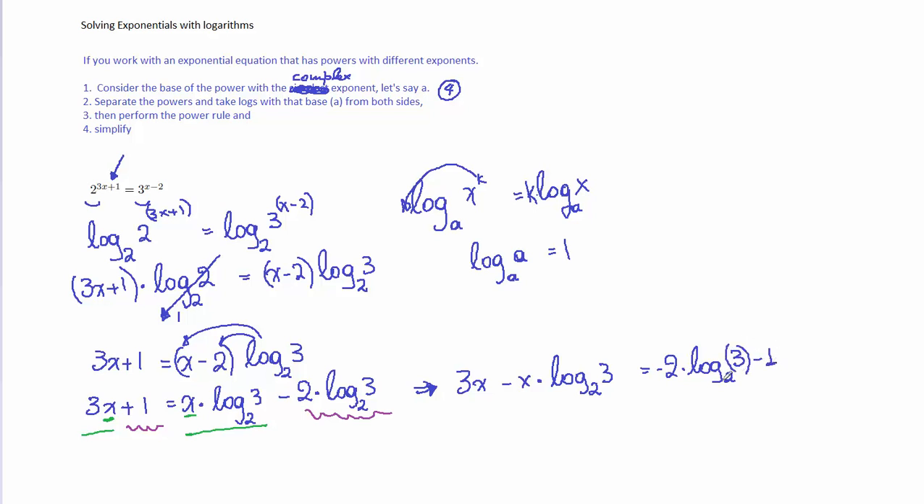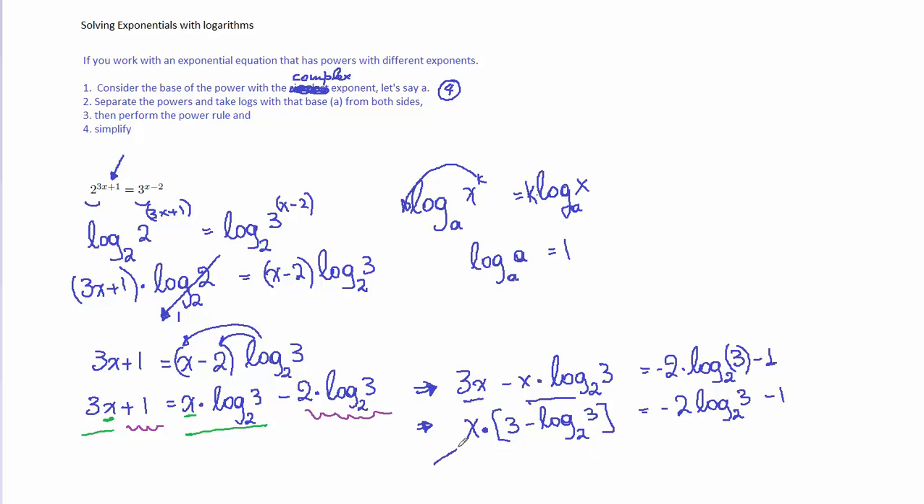Remember that the argument of the log is just 3. Now, am I done? No, I'm not done, because on the left side, as you can see, I have 2 variable terms, and what I need to do now is to factor out the variable. So I have x, and inside the parentheses I have 3 minus log with base 2 of 3, equals negative 2 log with base 2 of 3 minus 1.